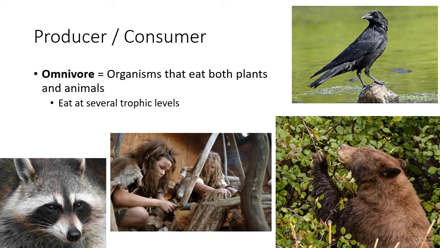Omnivores are organisms that eat both plants and animals. The way that AP likes to say this is that they eat at several trophic levels. They eat at the second trophic level, where an herbivore traditionally would. They could eat at the quaternary trophic level, where a top predator often would. This is the group where we belong, eating both plants and animals, being an omnivore. And that root word omni basically means every, so we eat everything.